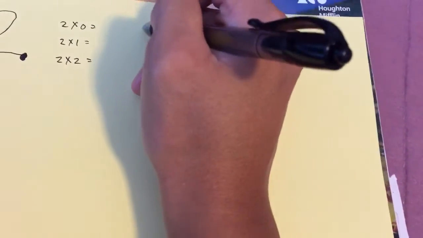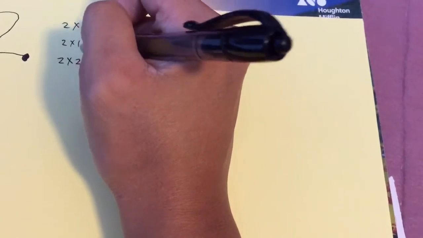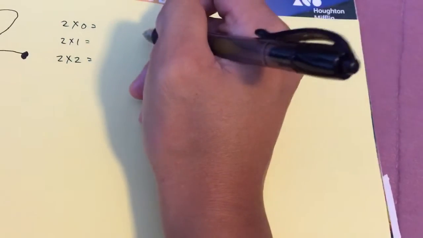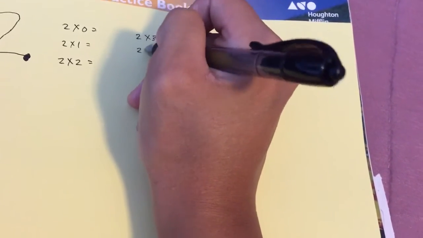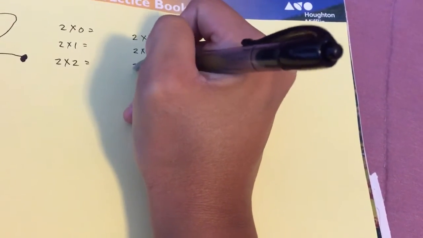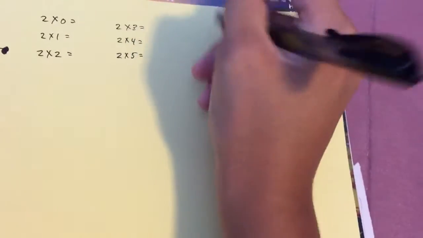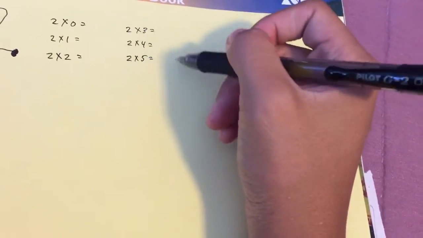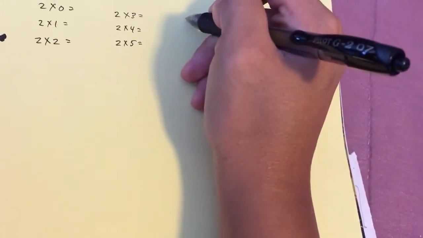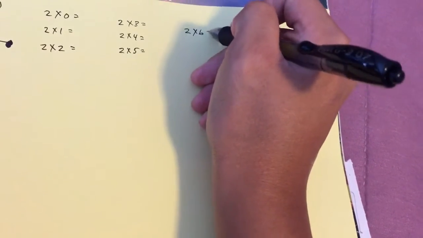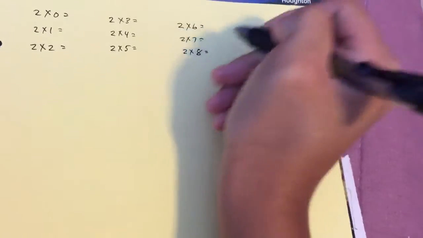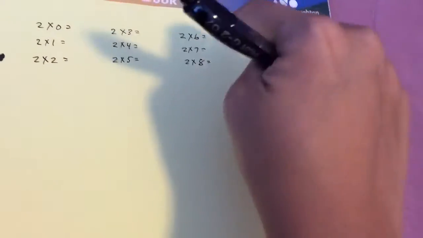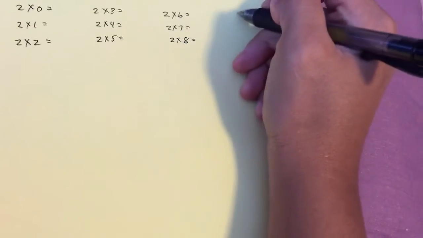So you're going to skip a little bit, and then you're going to continue. 2 times 0, 2 times 1, 2 times 2 with the equal sign. And we're going to continue 2 times 3 equals, 2 times 4 equals, 2 times 5 equals. And again, you're going to skip a little bit of space and then continue. After 5 is 6, 2 times 6, 7, 8. And over here, you're going to skip again, give it some space.